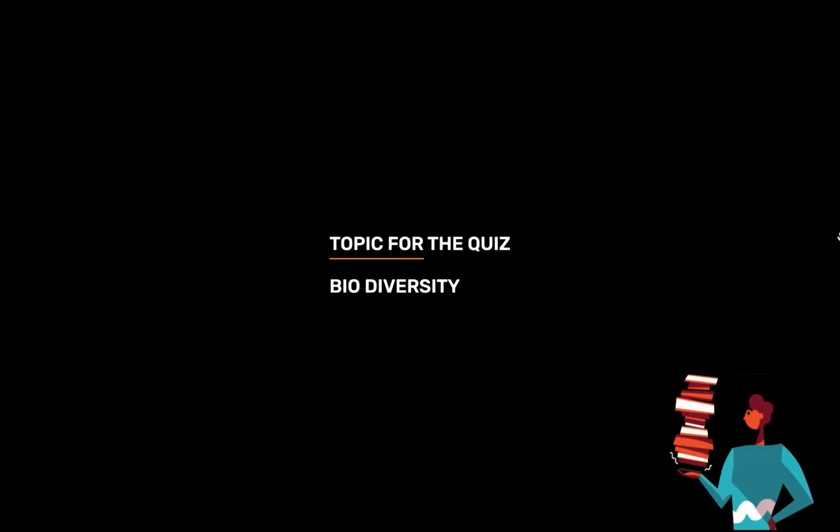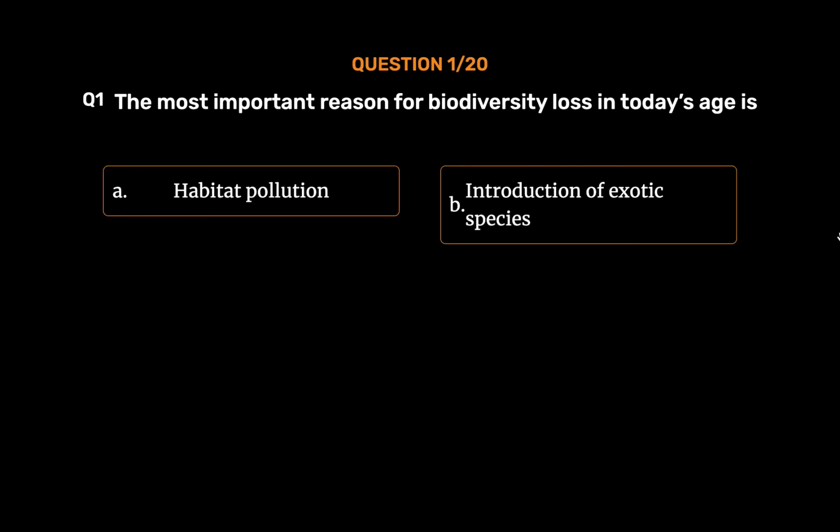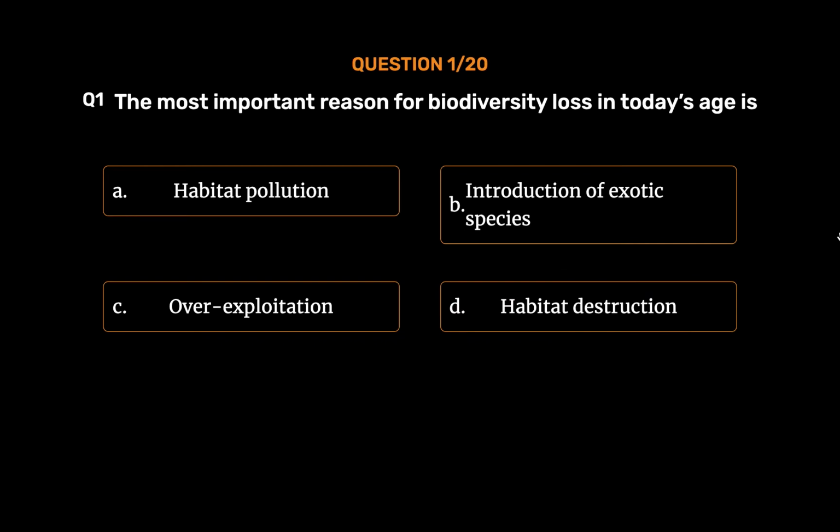Topic for today's quiz is biodiversity. Question number 1. The most important reason for biodiversity loss in today's age is Option A. Habitat pollution. Option B. Introduction of exotic species. Option C. Over-exploitation. Option D. Habitat destruction. The correct answer is Option D.